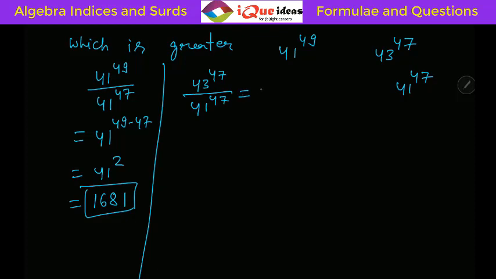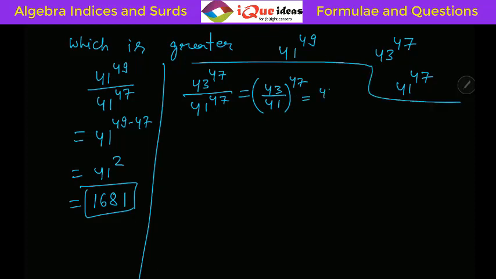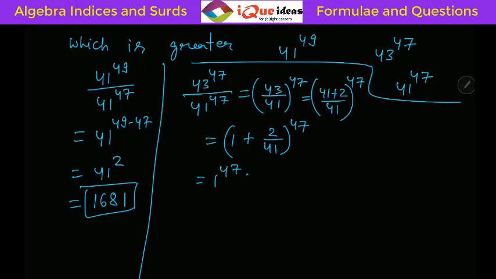This will be 43 upon 41 whole to the power 47. The numerator 43 can be written as 41 plus 2, divided by 41, whole raised to the power 47. So this becomes 1 plus 2 by 41 to the power 47. Now here it is 1 raised to 47 plus 47 into 1 to the power 46 into 2 by 41 plus 47 into 46 by 2 into 1 raised to 45 into 2 by 41 square.